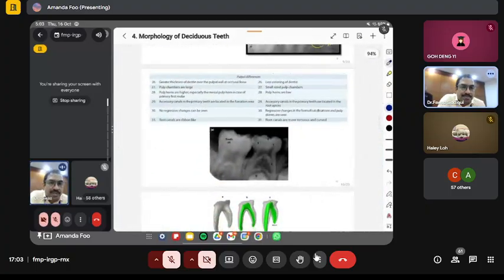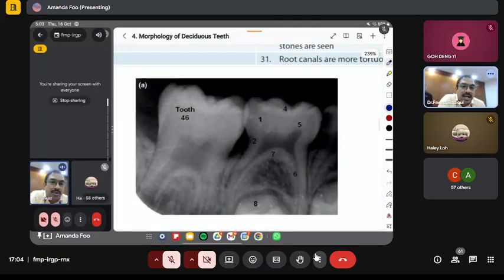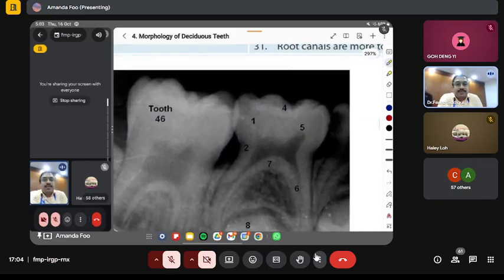The next one shows the pulpal differences. Remember in the radiograph, if you zoom in, we were talking about how the pulp horns project more into the dentine as compared to the permanent tooth. And then we see the thickness of the enamel on the permanent and the primary, and we see the thickness of the dentine on the permanent and the primary.